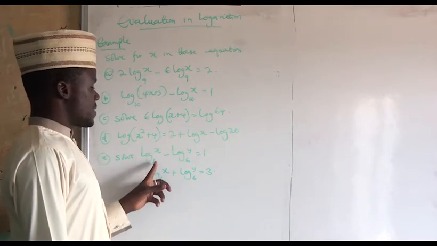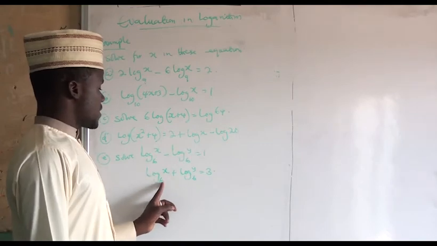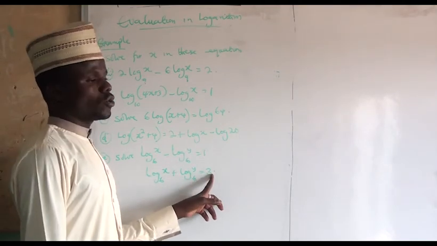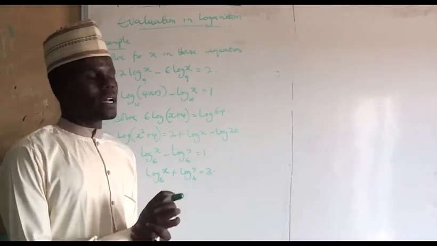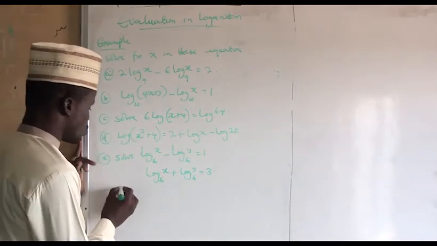Then we have to look at solve for x and y on these. Log x base 6 minus log y base 6 equals 1. And log x base 6 plus log y base 6 equals 3. So these are the examples under evaluation. So now we start with A, that is the solution.